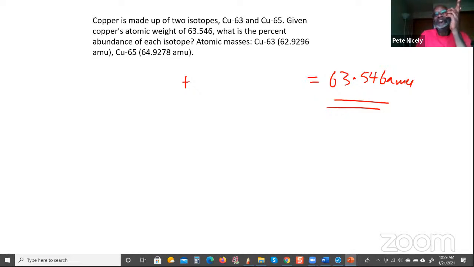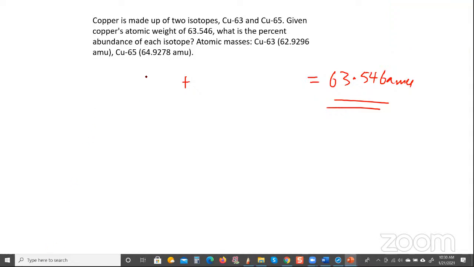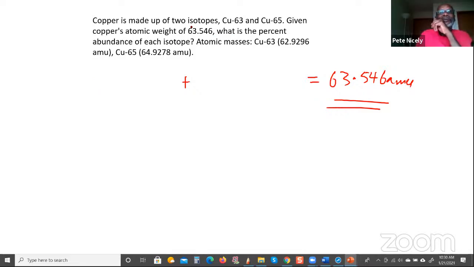And you may need to go back and look at what we did in the last example to follow, to kind of figure that out. The two averages or answers from multiplying the percentage by the decimal. Okay, so since we don't know what those percentages are, we're going to let X equal the percentage of copper 63 and Y equal the percentage of copper 65. All right, so assuming that to be true, how would you set this up?